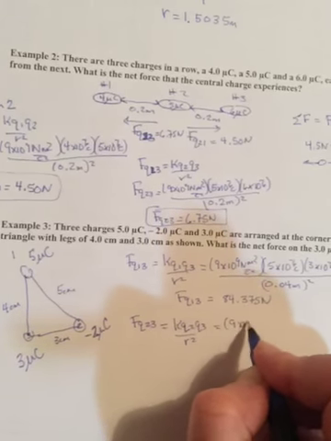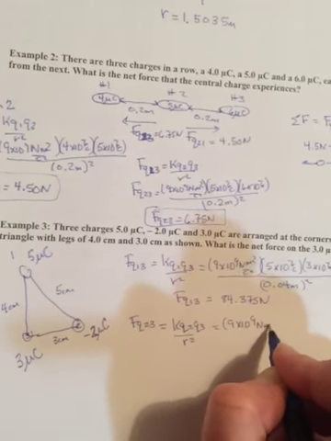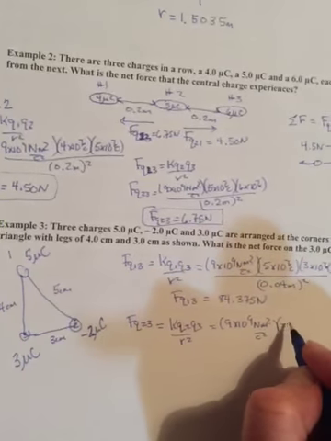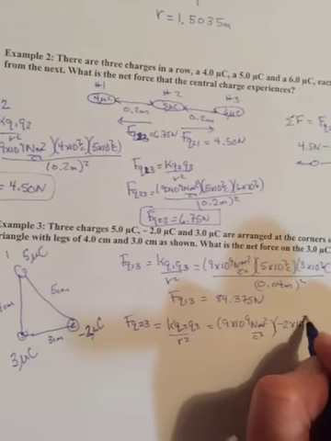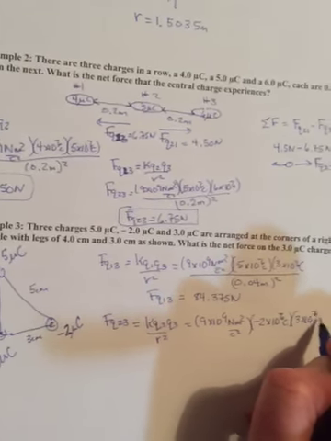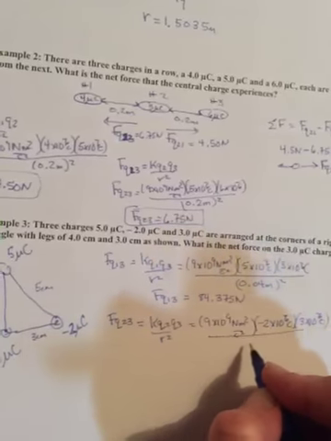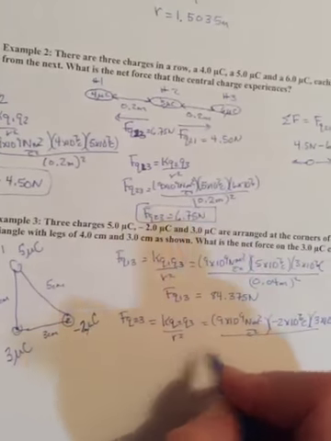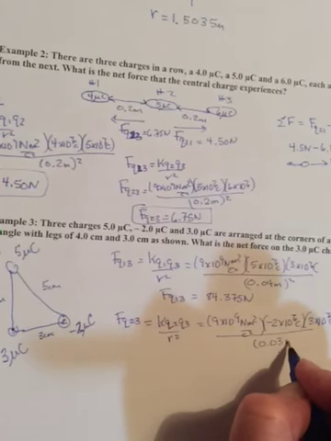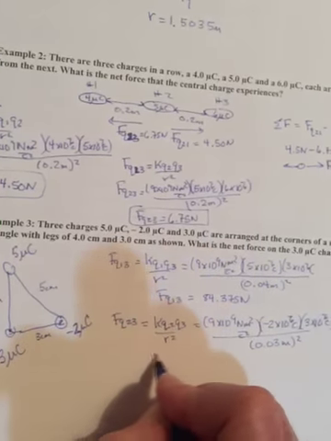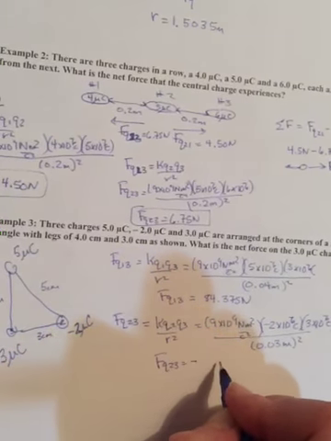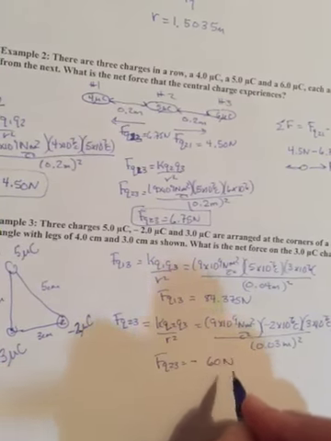So 9 times 10 to the 9th Newton meter squared per coulomb squared. One charge is negative 2 times 10 to the negative 6 coulombs, and the other is positive 3 times 10 to the negative 6 coulombs. And the distance between them is the 3 centimeters, so 0.03 meters squared. And when you do this, you should get an FQ23 of negative 60 newtons.